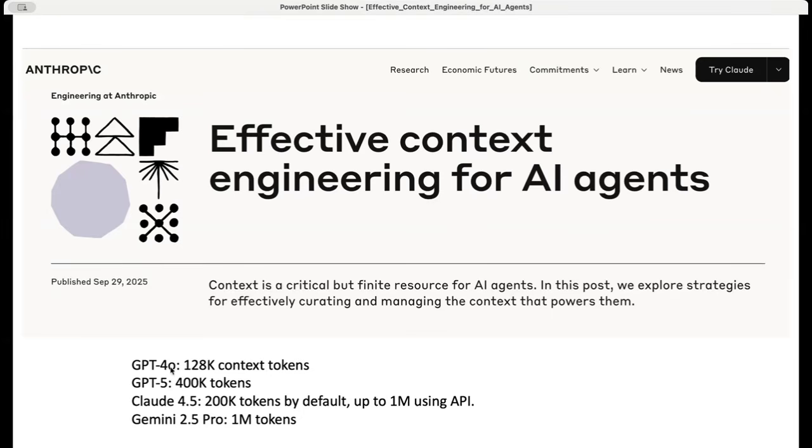For example, for GPT-4o, the context window is 128K. A more recent release, GPT-5, is 400K. Claude 4.5 is 200K, I think, by default, but it can also support up to 1 million context window tokens using the API for the big enterprises. Gemini 2.5 Pro is 1 million. I also heard they're going to support 2 million next. So this is the context window, the maximum number of tokens that the LLM is able to handle.